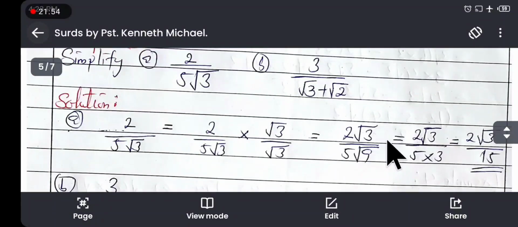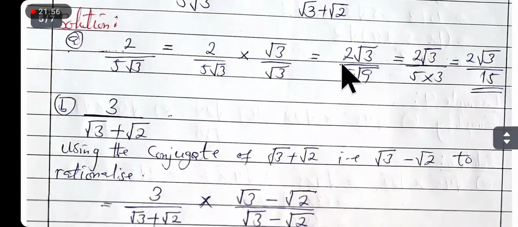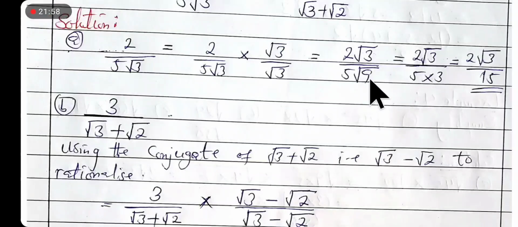So therefore we have 2 root 3 all over 5 times the square root of 9, which is 3. Okay, so this is the same thing as 2 root 3 all over 5 times 3, which is 15. So we have solved this. We discover that the denominator is now a rational number. It no longer has a square root.